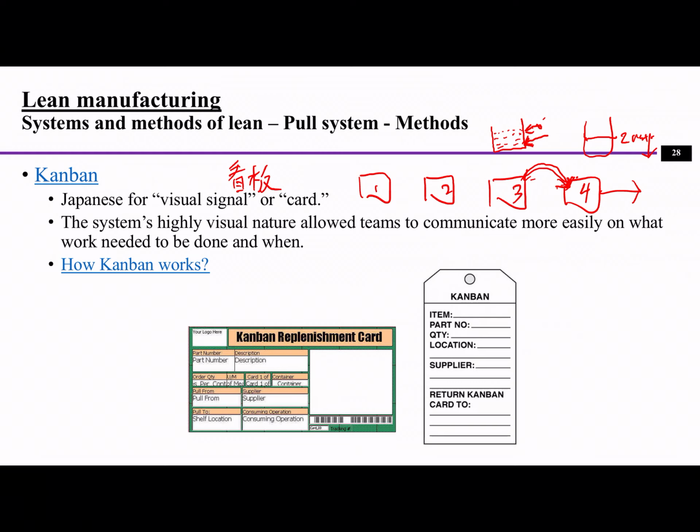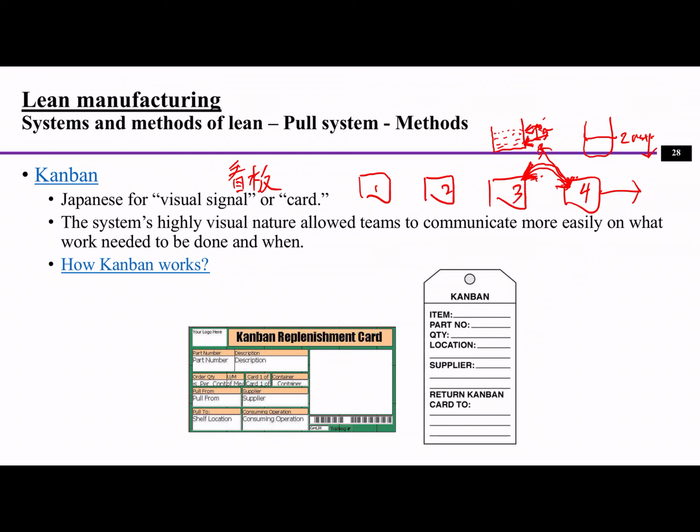Because if 4 needs to produce 8 units today, it will need 8 units from 3, the final parts from 3. But 3 in this case probably only has 3 units, but it needs 8, which means it's short of 5. It's short of 5 here. So that's why 4 will pass this information, to show it on the Kanban card, that 3 will need to make another 5, right?